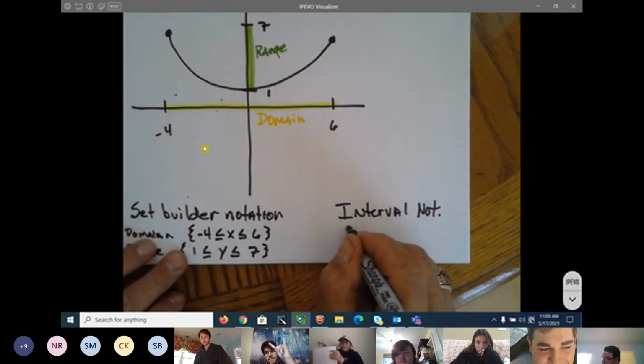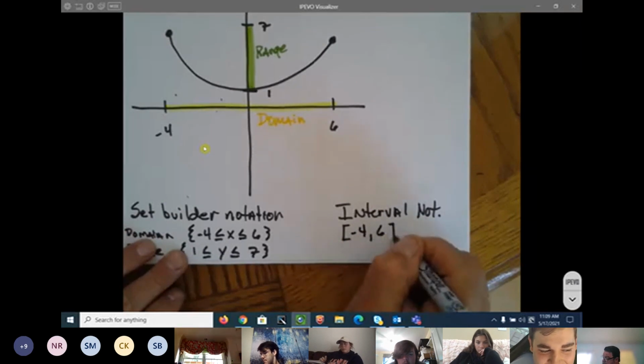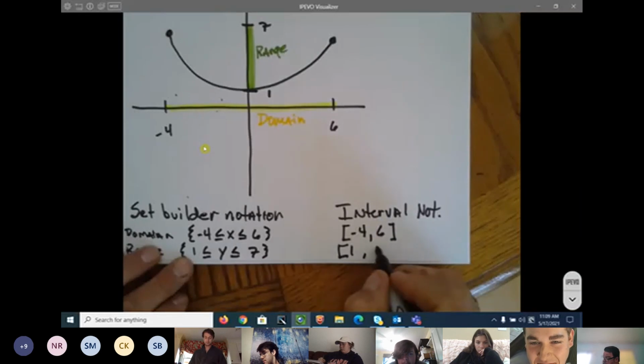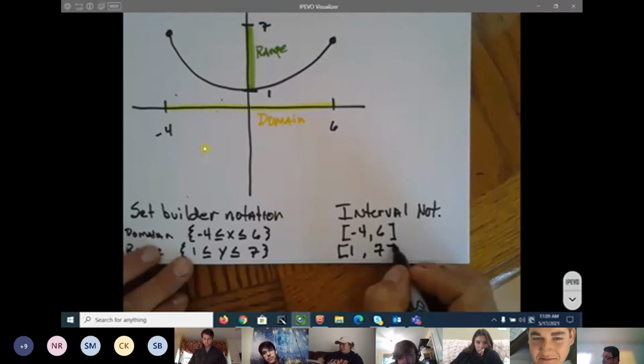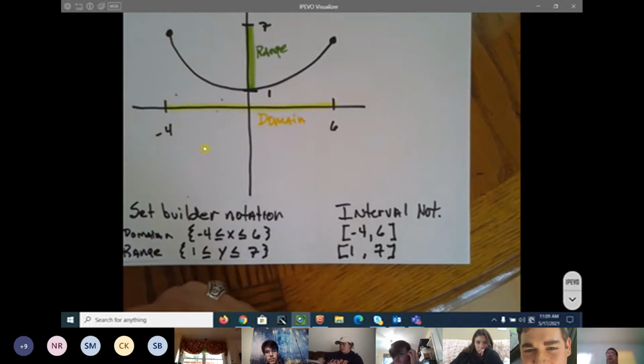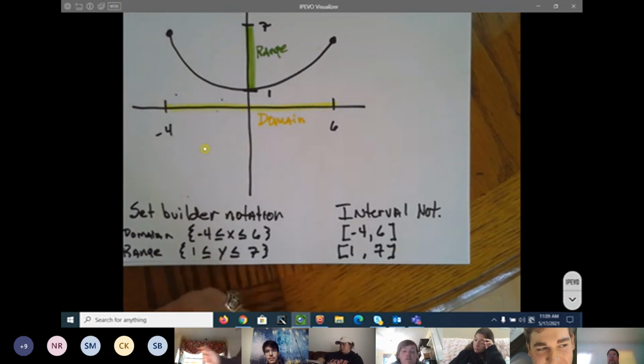All right, so here we go. -4 to +6, and then 1 to 7. Now, a lot of people say, well, Hubert, how did you know to put the -4 first? Which way do we read? Left to right. Unless you're from the Middle East.